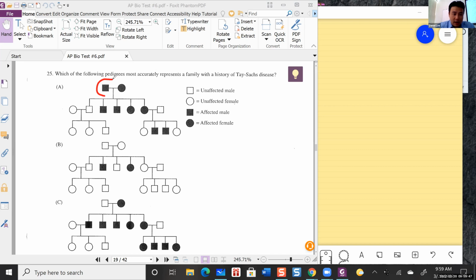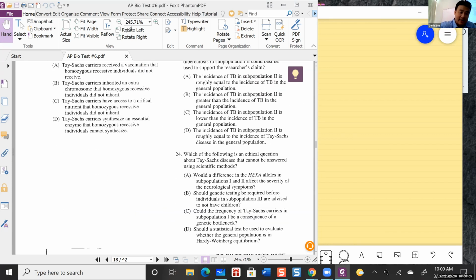Now, why is this wrong? If you're affected, we're told they die, right? They do not survive to reproduction, so you can't have this. So you just can't have that. Where is that part about they don't survive to reproduction? It clearly says that, okay?